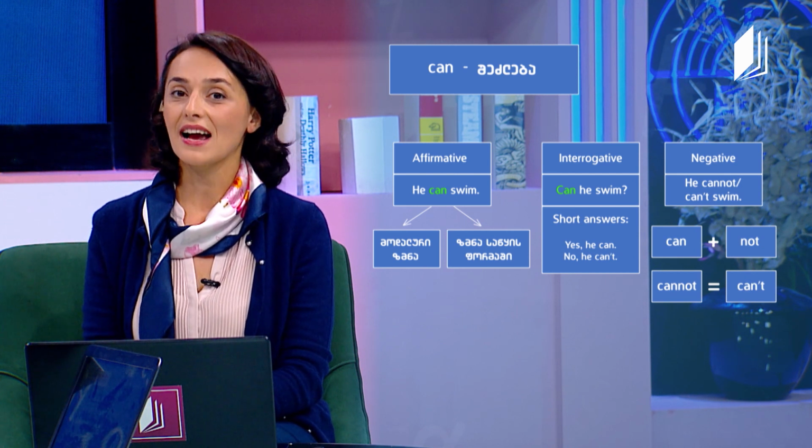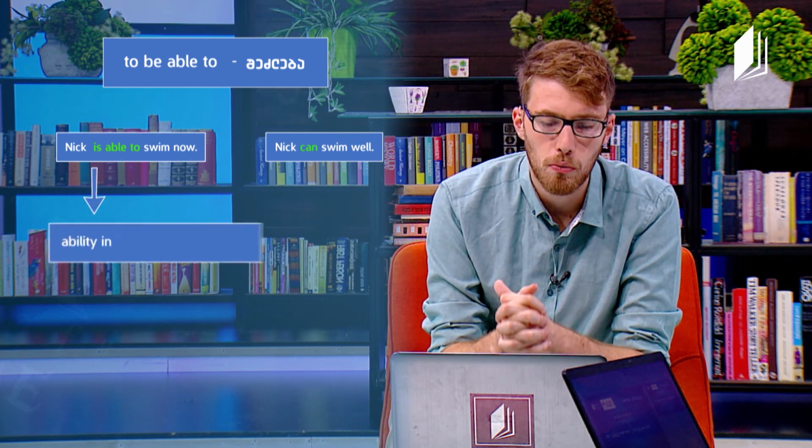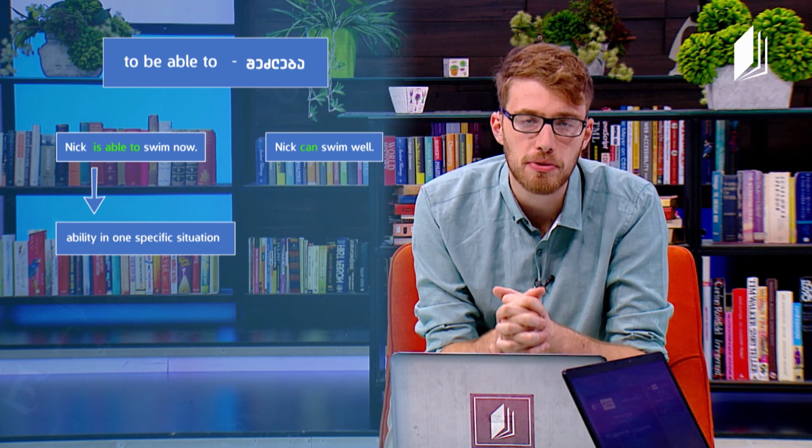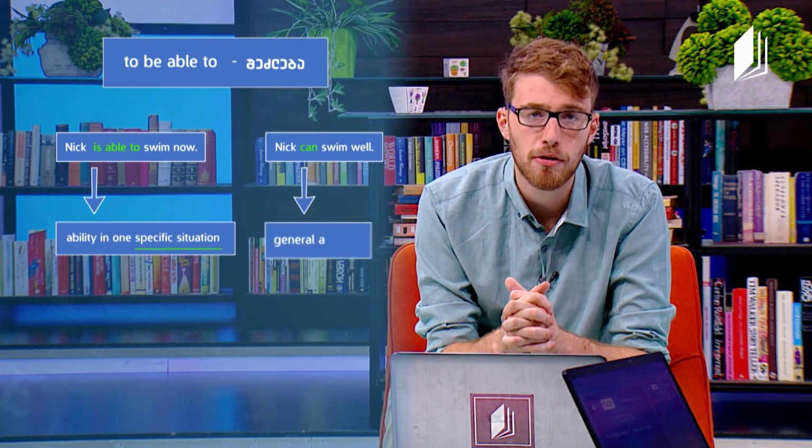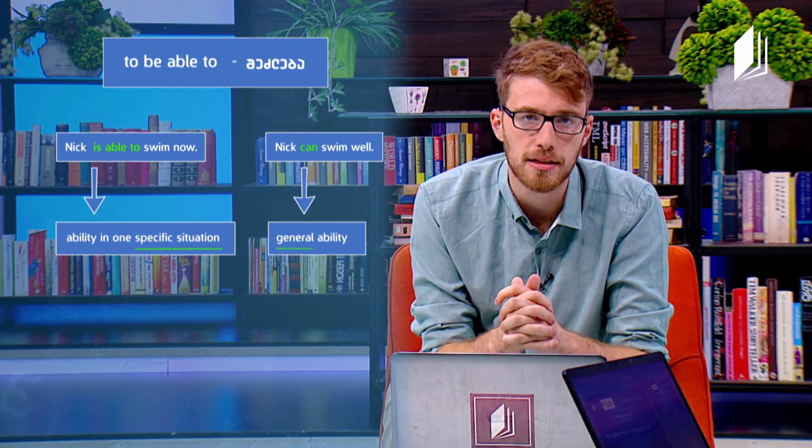So now, Nick is able to swim now, and Nick can swim now. We use is able to with ability in one specific situation. And we use can with general ability.